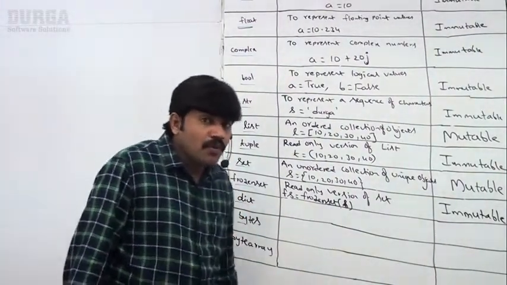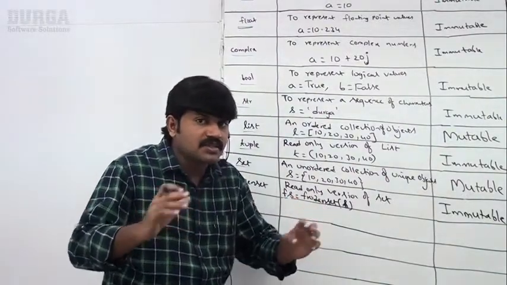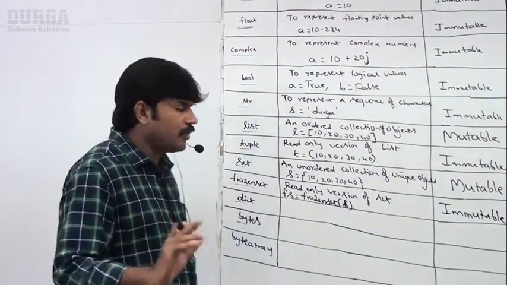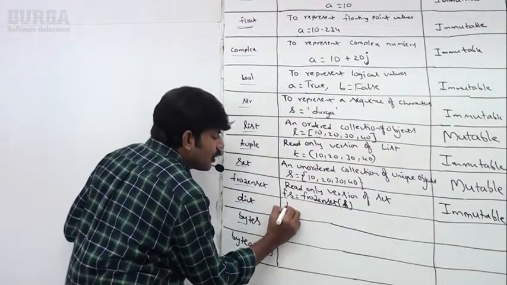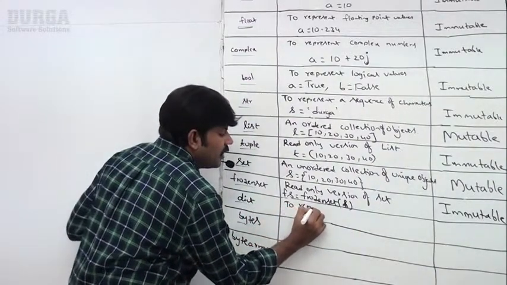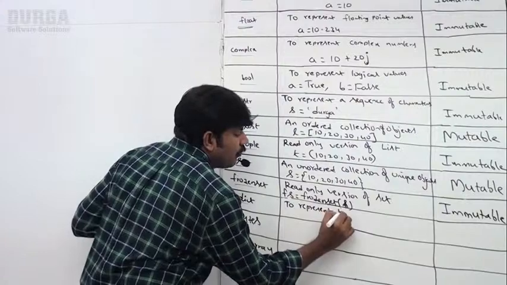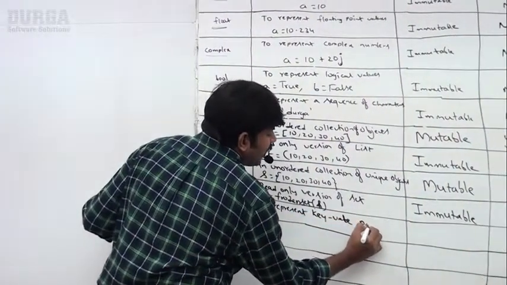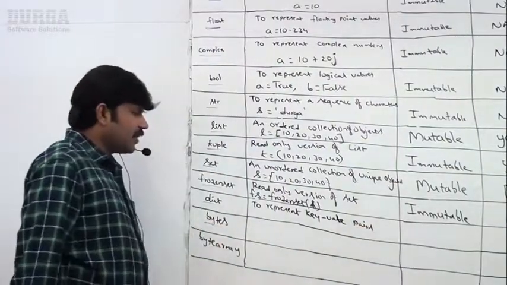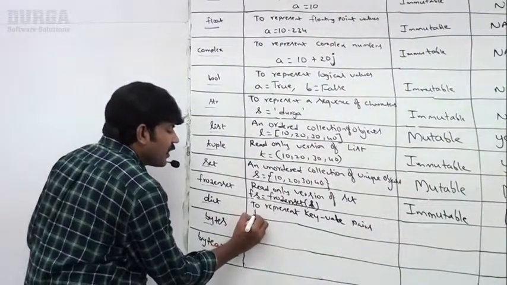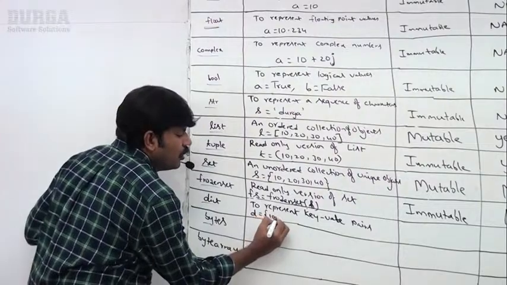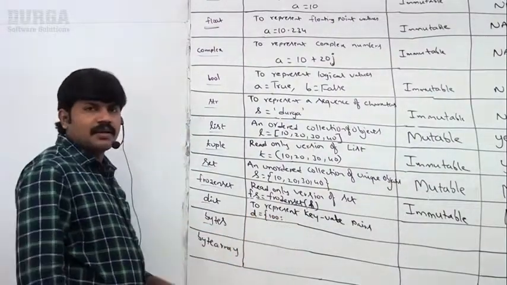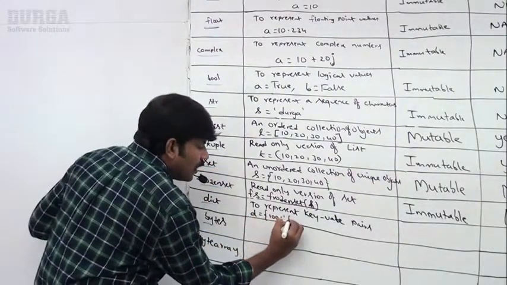Next, what about dict, sir? Dict: if you want to represent a group of objects as key-value pairs, then we require to go for dict. Sir, to represent key-value pairs, we require to go for dict concept, right? Sir, how can you write it? D is equal to {100: Durga}, key colon value. Are you getting it?